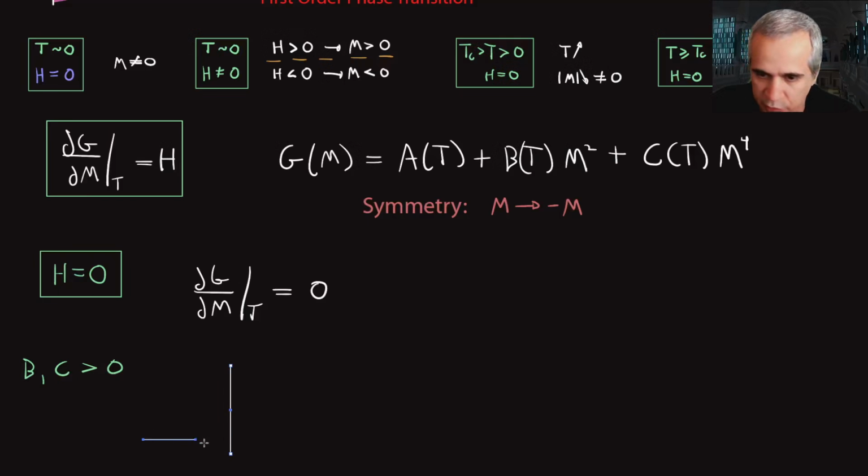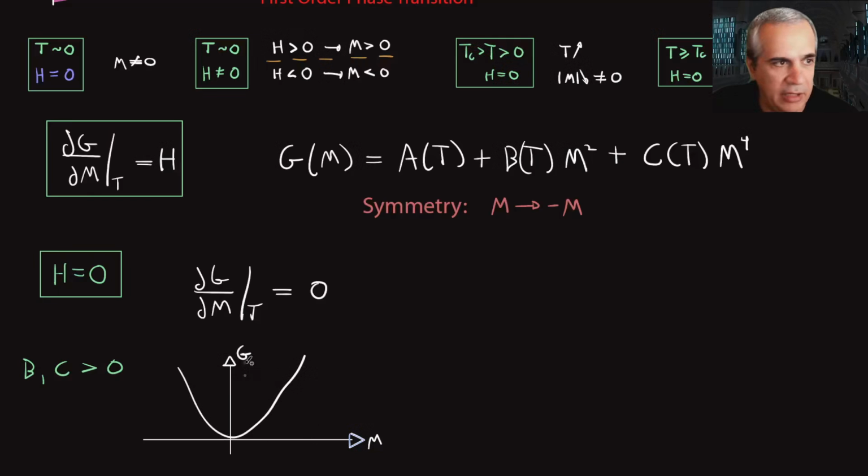I just need these two axes, one for the magnetization and one for the energy, the free energy. And if both B and C are positive, both the square part and the power 4 part of the potential are positive, you have something like that. And then, of course, the minimum sets the total magnetization equal to 0. So you have at first this situation. If both of these guys are positive, you expect the magnetization to be 0.